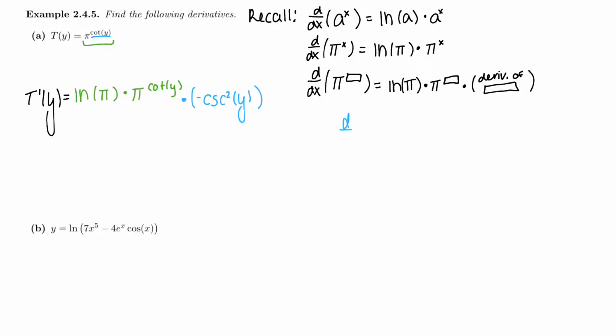So maybe I'll make a note over here. The derivative of cotangent x, just because it's been maybe a few minutes since we've seen it, is negative cosecant squared x.